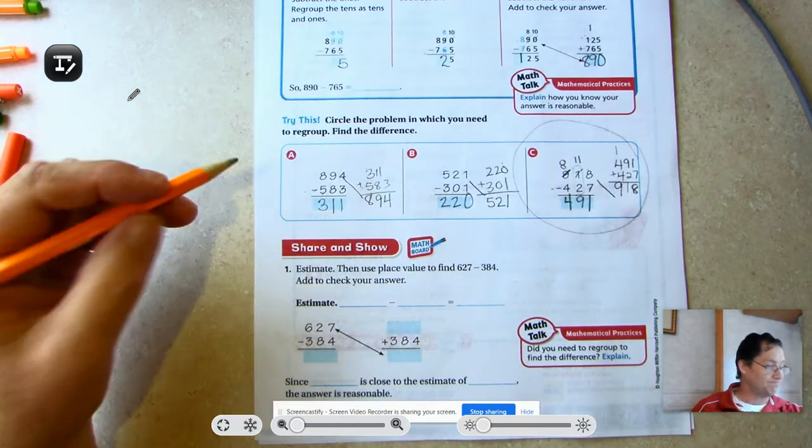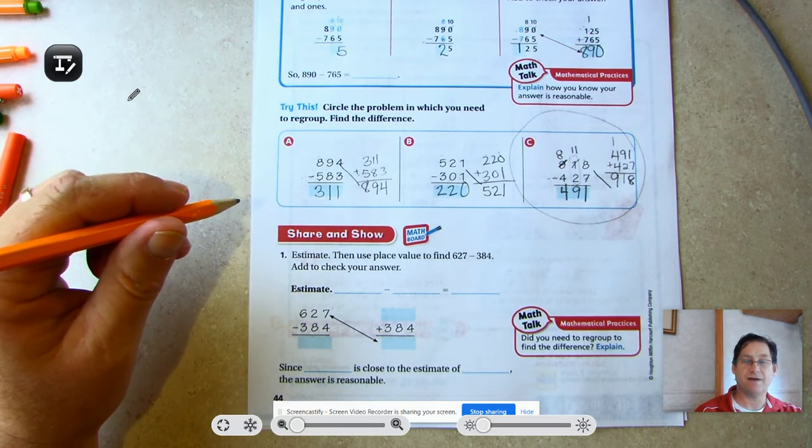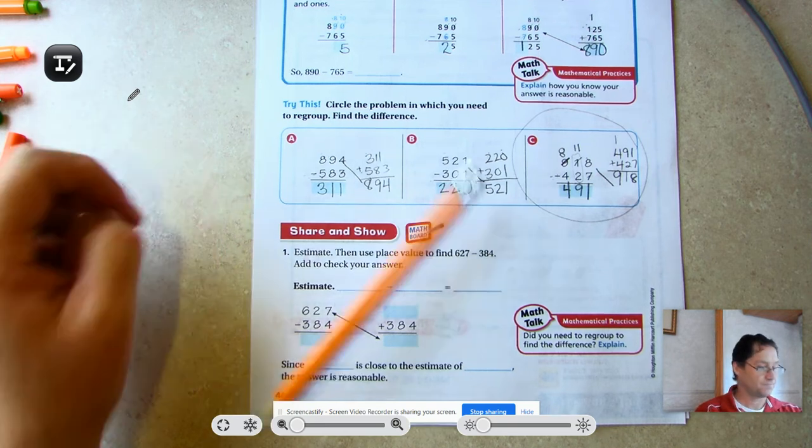All right, number 1. Page 44, number 1. Estimate, then use place value to find 627 minus 384.